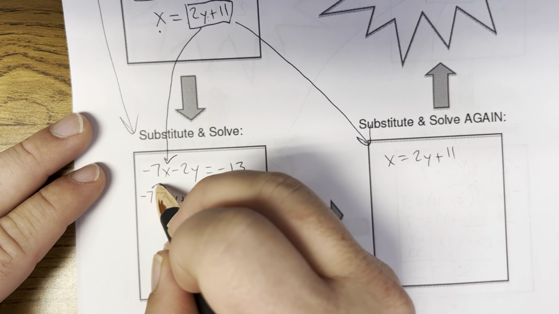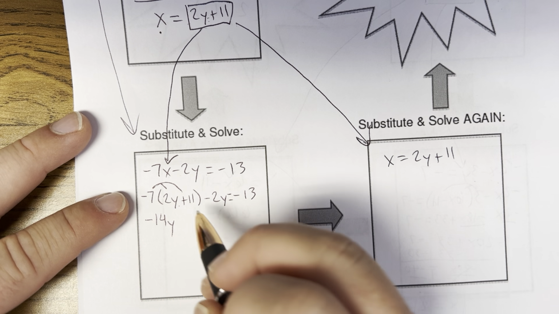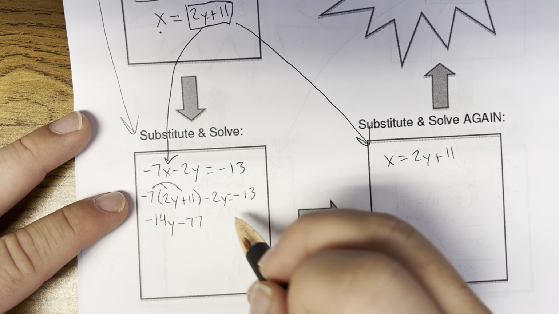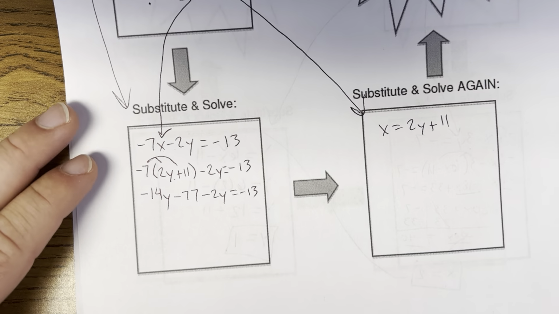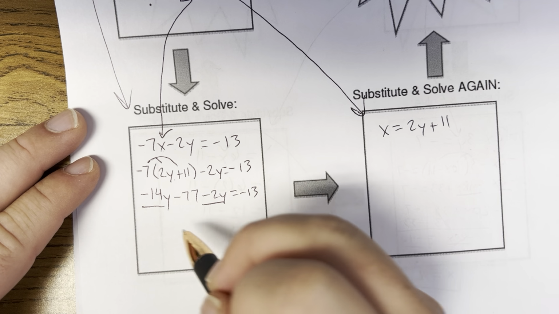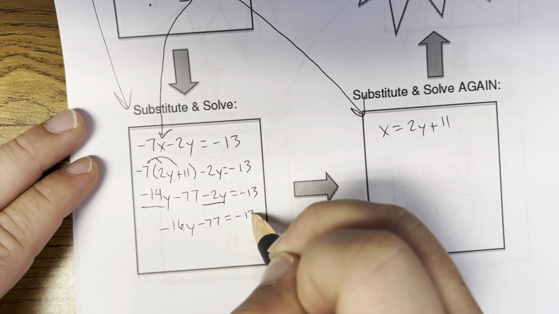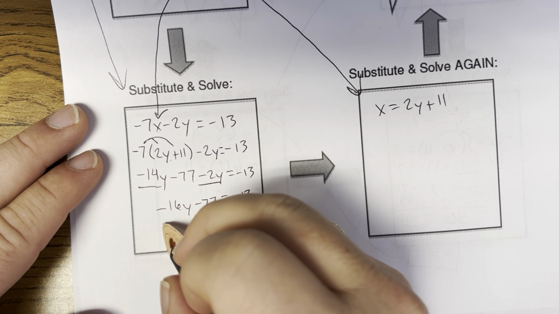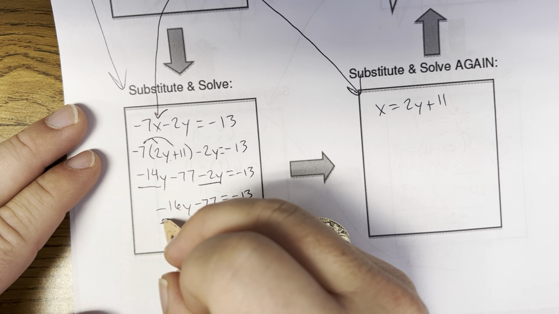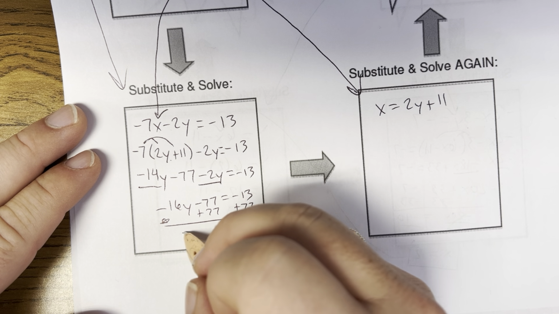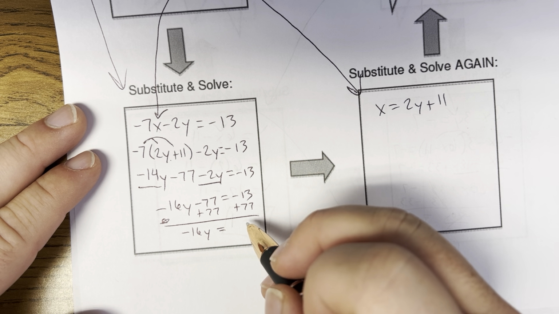And now, again, we're going to distribute the -7, so it becomes -14y. -7 times 11 is -77, minus 2y equals -13. Then we'll combine like terms. So that becomes -16y minus 77 equals -13. And then we'll add the 77 over to get the y by itself. And so that becomes -16y is equal to, and we add that together.